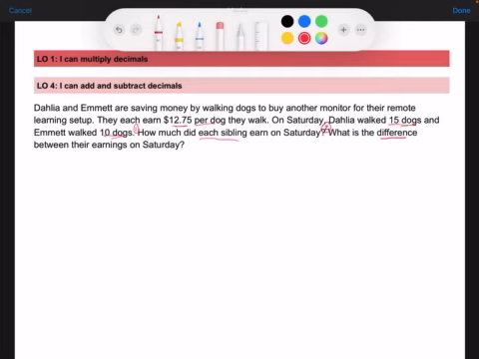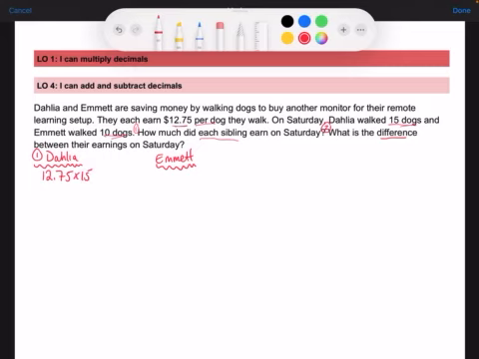Make sure that you know that you're answering two questions here. We're asked two, we need to answer both. So I'll start with the first one. How much does each sibling earn on Saturday? Well, I'll break this up. I will have how much Dahlia earns, and then I'll do how much Emmett earns. So they make $12.75 per dog, and I'm multiplying that for Dahlia by 15 dogs.